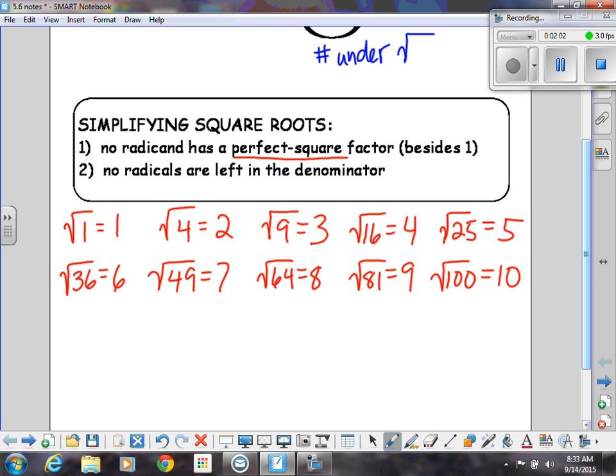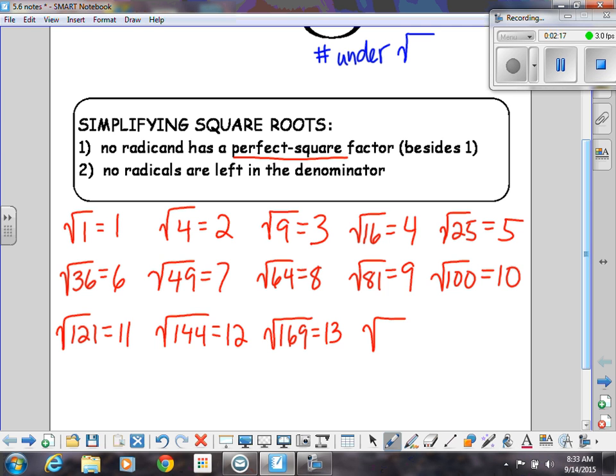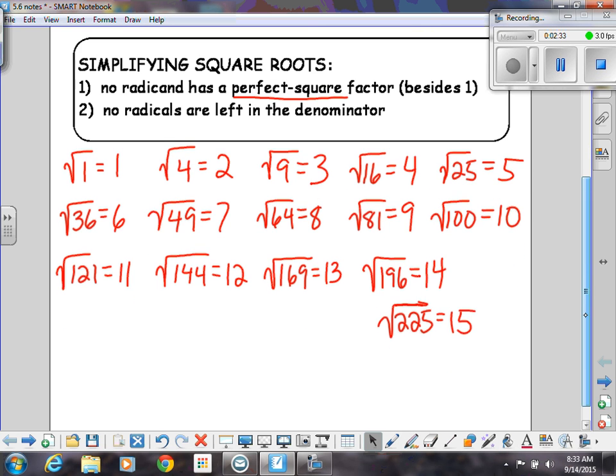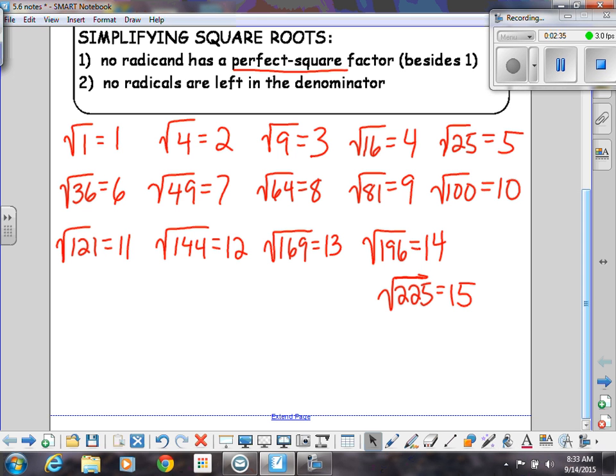Now, some other ones that are common that you might see are the square root of 121, that's 11. Square root of 144 is 12. 169 is 13. 196 is 14. And then 225 is 15. So these might pop up from time to time. Anything higher than that you probably won't see in the ones that we're doing by hand at least. Okay, so let's continue.